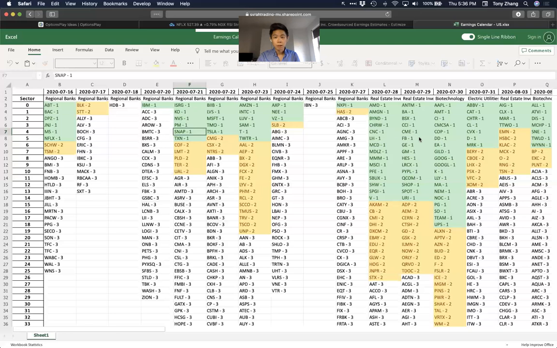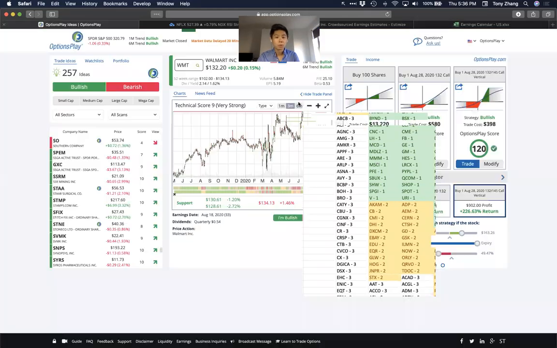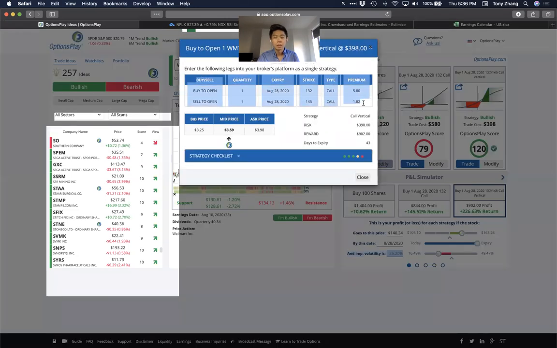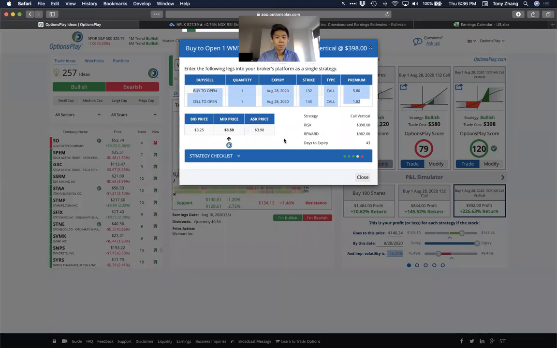How can I use OptionsPlay platform on an account with a broker? Well, it depends on if you have a broker that has OptionsPlay. If you have a broker that has OptionsPlay, then you can just use it on their platform. But if your broker doesn't have OptionsPlay, all you have to do is hit the trade button, and then you have all the details that you need to enter this trade into your broker's platform. So we give you all the details of each leg, and you can put this into your platform for trading.